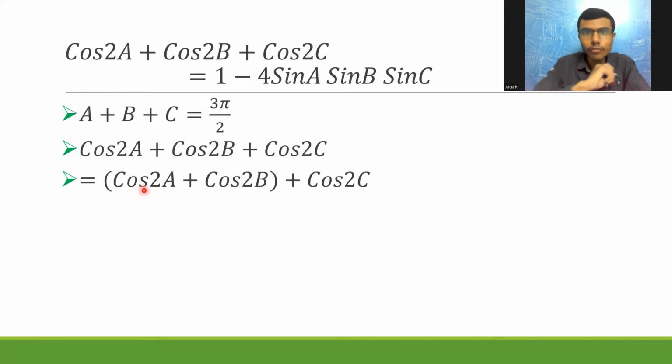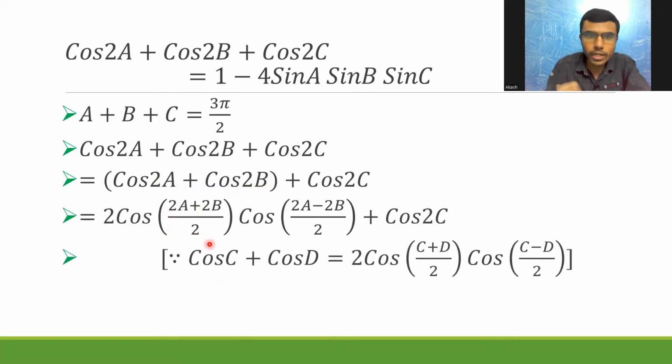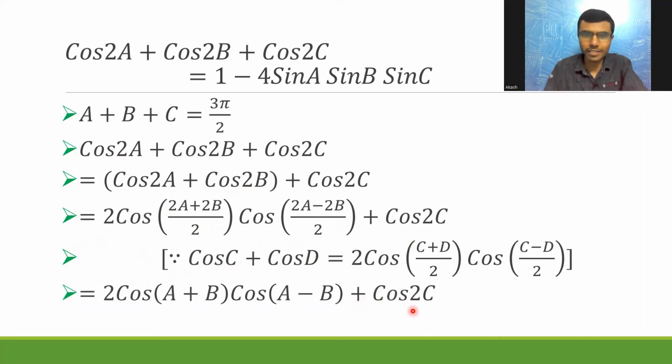If you are familiar, there is a formula known as cos c plus cos d is equal to 2 cos of c plus d by 2 into cos of c minus d by 2. And in place of c and d, I have 2a and 2b. So this is nothing but 2 cos of 2a plus 2b by 2 into cos of 2a minus 2b by 2. Because in place of c and d, there is 2a and 2b. I just applied the formula, nothing else. Now this 2 would get cancelled, and here also the 2 would get cancelled. Ultimately, I'm left with 2 cos a plus b into cos a minus b plus cos 2c.